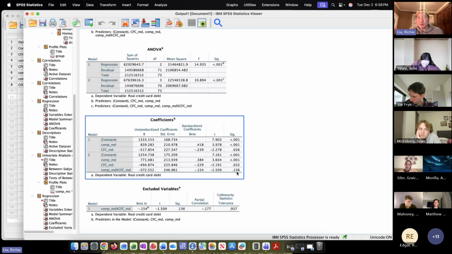And I know that was a little over 0.1, but we're just going to go ahead and call that significant at this point. It's close enough, right? Close enough for a homework problem. And now we want to dig in deeper.